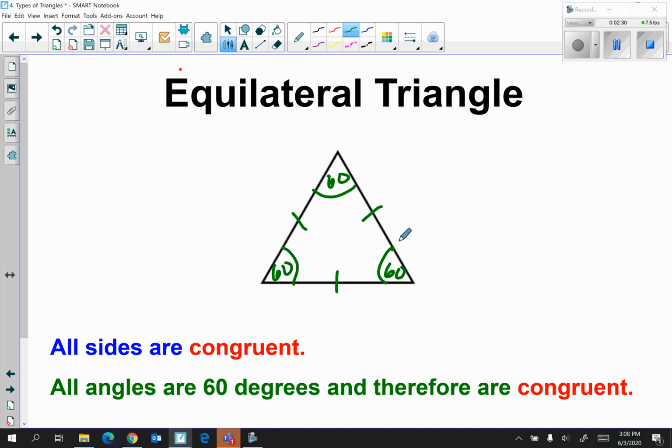Remember, the interior angles of a triangle add up to 180. So if I add 60 plus 60 plus 60, that is equal to 180 degrees. An equilateral triangle has all sides congruent and all angles congruent, being 60 degrees.